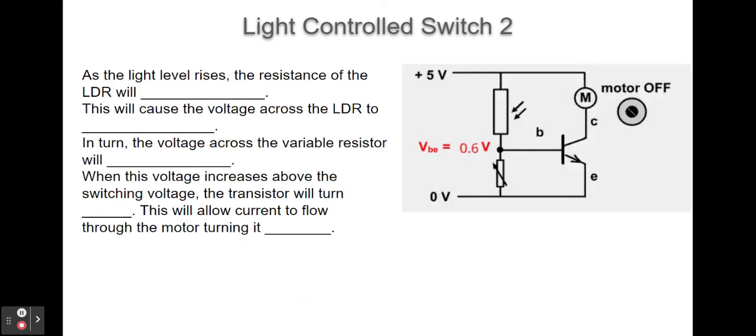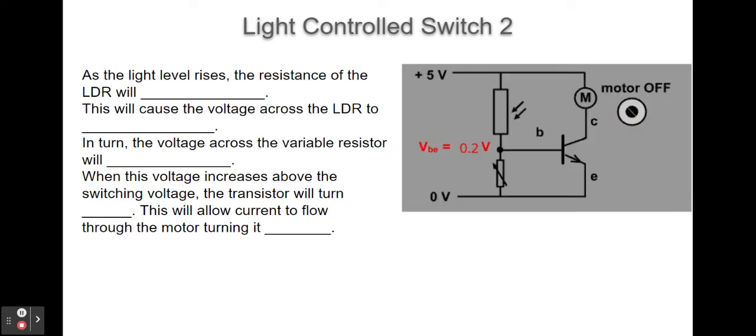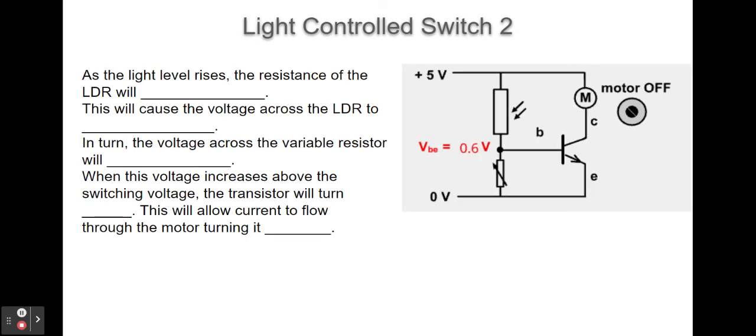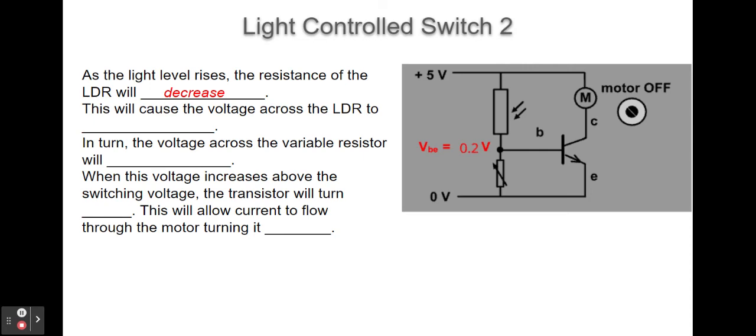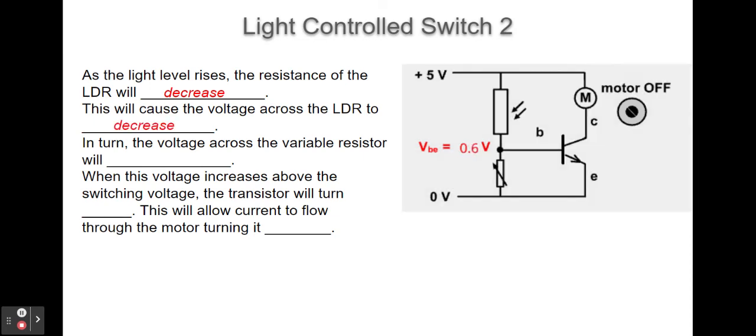Here's another. Here, if you look at the circuit, the light-dependent resistor and the variable resistor have been swapped. So as the light level rises, the resistance of the LDR will decrease. And because the ratio of the resistances and the ratio of the voltages are the same, that's going to cause the voltage across the LDR to also decrease.